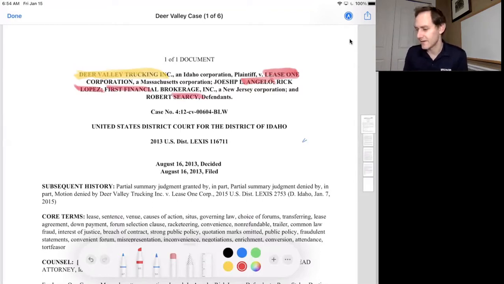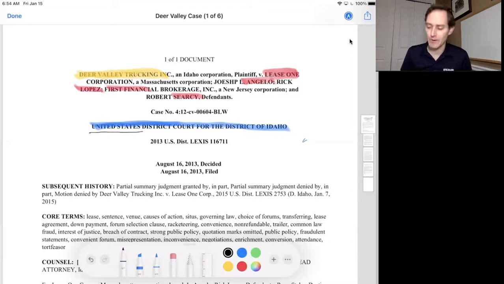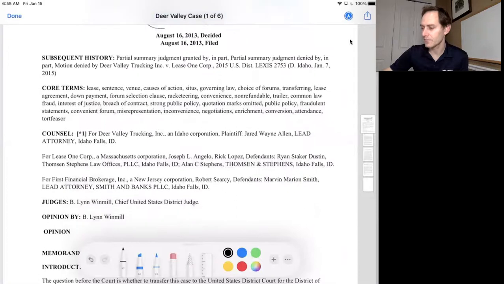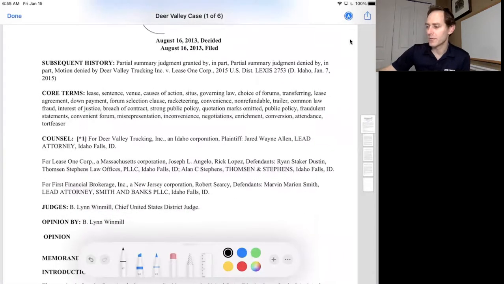Interesting. This is going to be found in the U.S. District Court. If you ever see that U.S. District Court, underlined here, that means it's a federal court. Otherwise, it'll say State of Idaho Trial Court or something to that effect. All right, this took place in 2013. Decided, 2013.